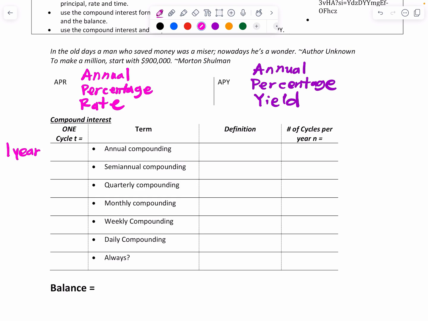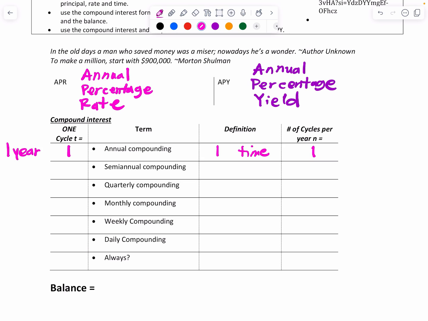So since it's compounded every 1 year, T is going to equal 1 because a whole year has to go by. Now, your interest is going to be compounded 1 time per year. So the number of cycles per year, N, would be just 1. And this one's kind of hard to understand because it's all just 1, 1, 1, 1. You'll see it more as we build the rest of the formula.